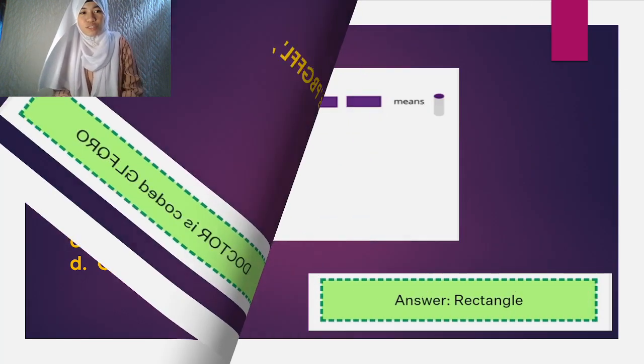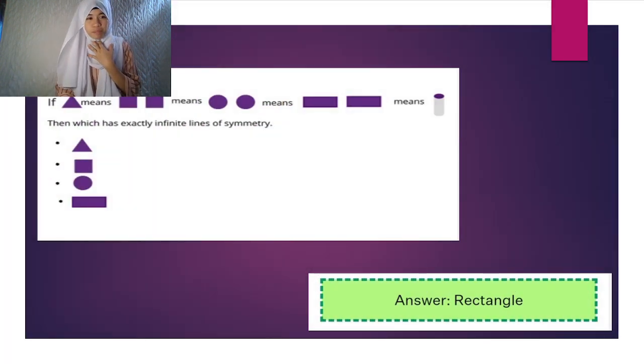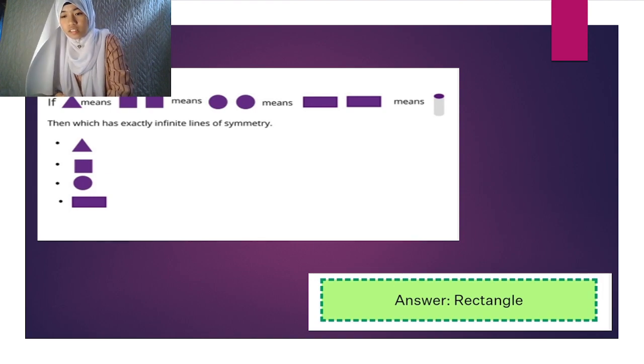So now let's go to question number 6. If triangle means square, square means circle, circle means rectangle, then which has exactly infinite lines of symmetry? When we say infinite, continuous, the circle has infinite lines of symmetry, but circle means rectangle, so the answer is rectangle.